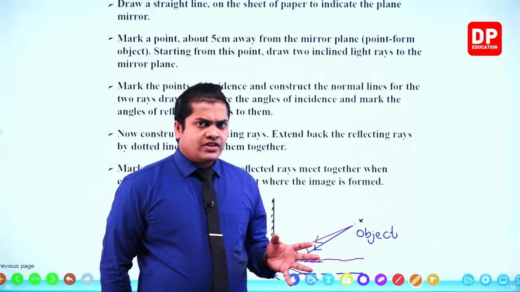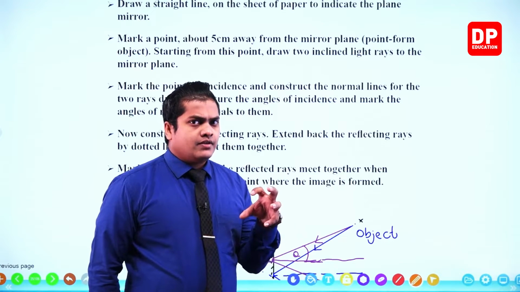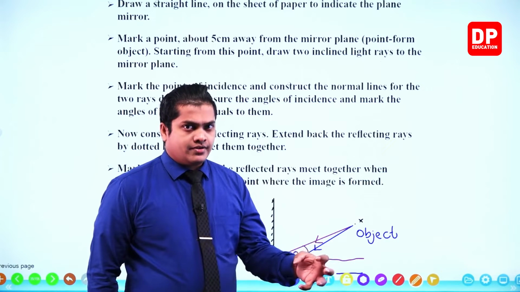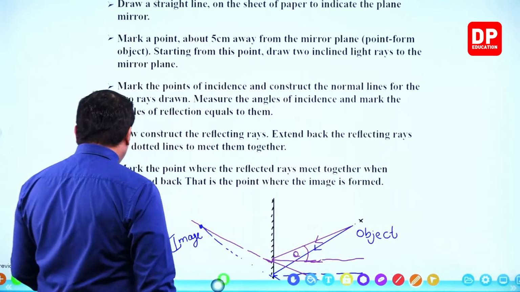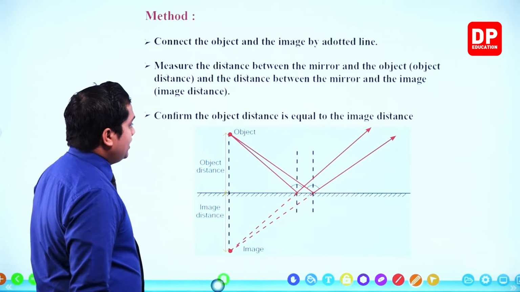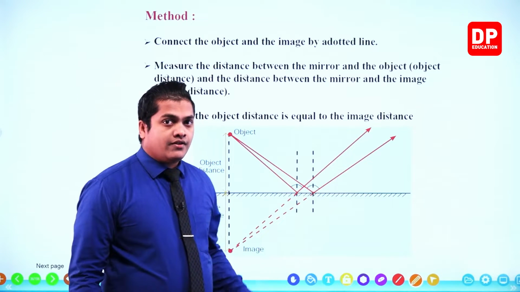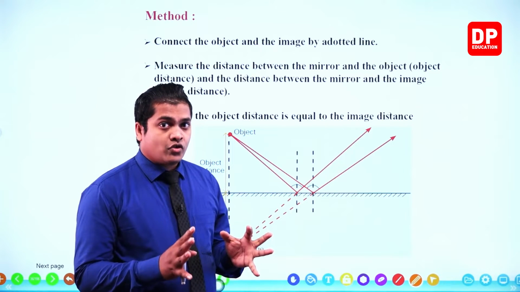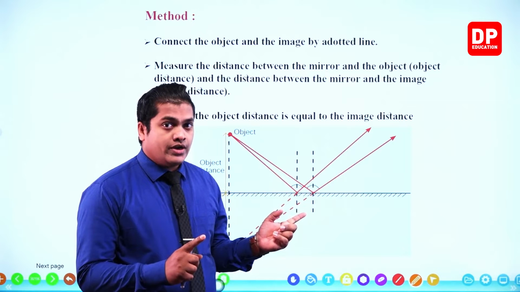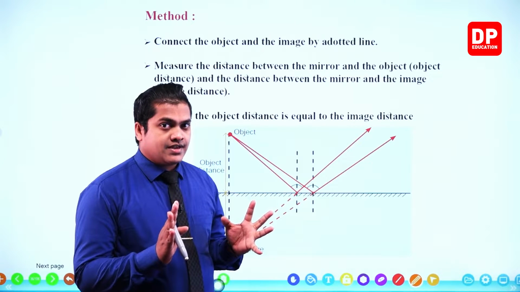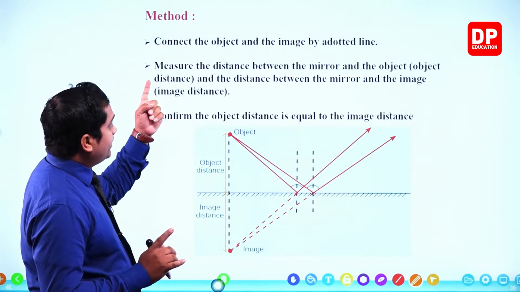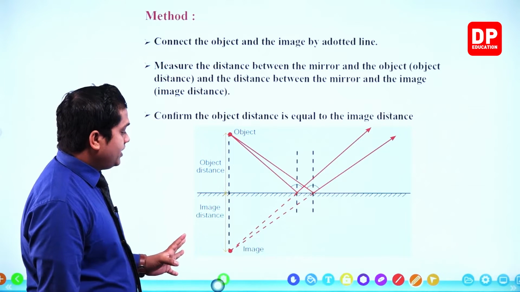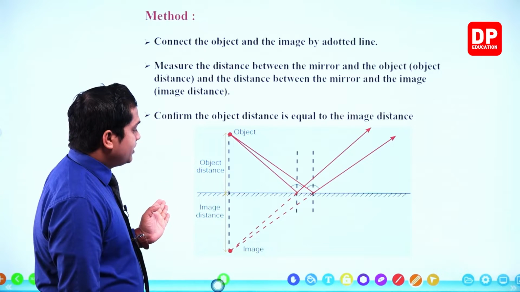Now after drawing the ray diagram, let's see what are the things that we can observe, or what are the things that we need to get. After drawing out the ray diagram related to the above one, you have to do this thing. What is that? Connect the object and the image by dotted lines. Now you have to connect the image and the object by dotted lines.